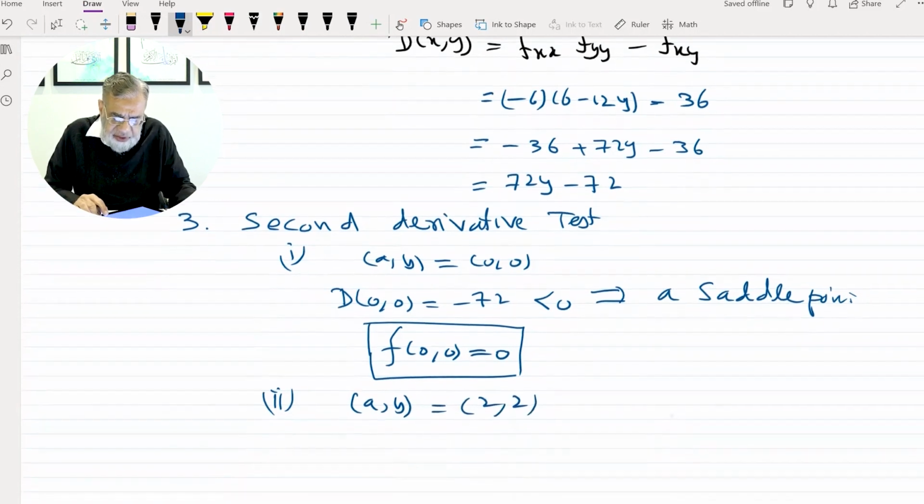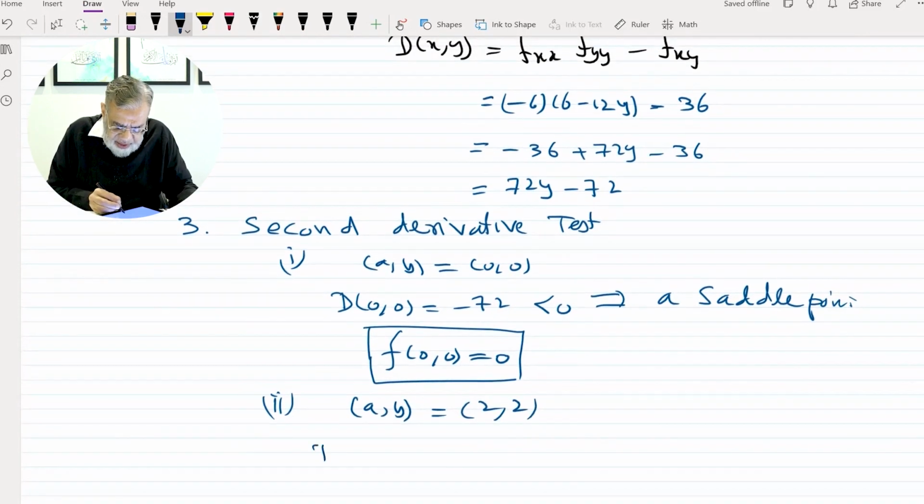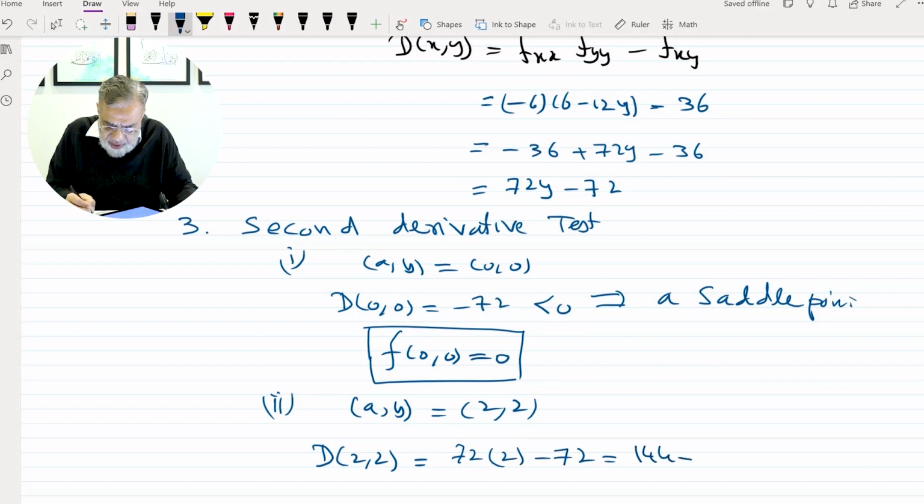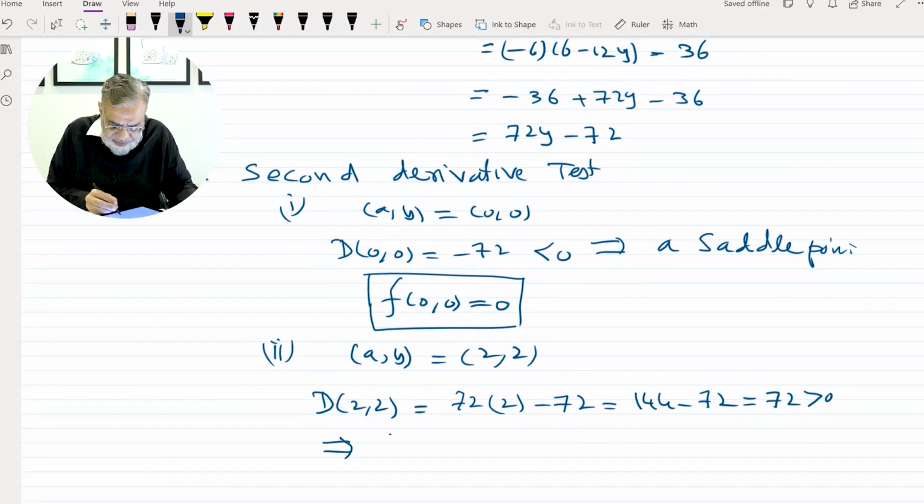Now I find the value of the discriminant D at point (2, 2). I put x equal to y equal to 2, and I have 72 into 2 minus 72, which is equal to 144 minus 72, which is equal to plus 72, bigger than 0. This implies there is a local extremum, because we have the discriminant bigger than 0.